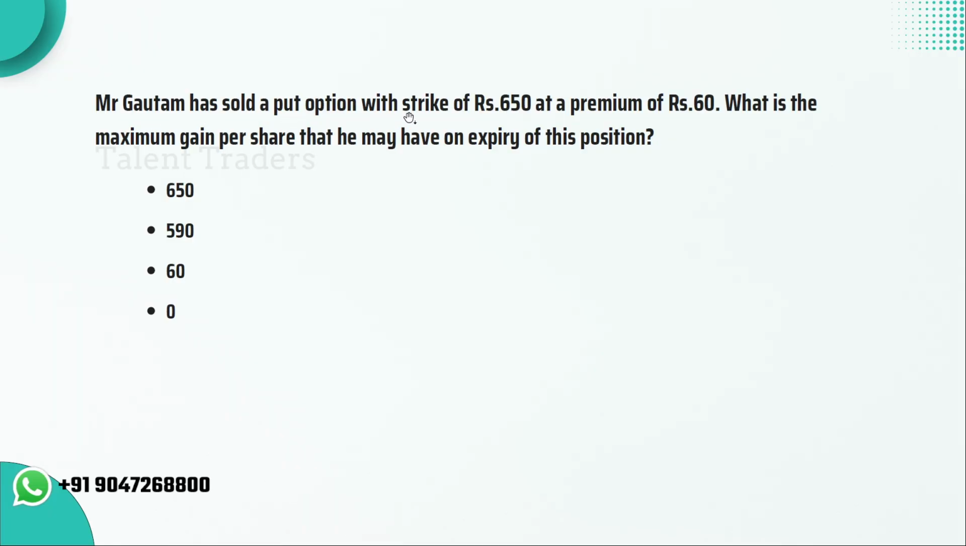Gautam sold a put option at 650, premium 60. What would be the maximum gain per share at the expiry of the position? Simply, option sellers receive the premium, and the maximum profit is only the premium received. The loss is unlimited. For an option buyer, the loss is limited to the premium paid and the profit is unlimited. So this is your answer in this particular question. This is a theoretical max.